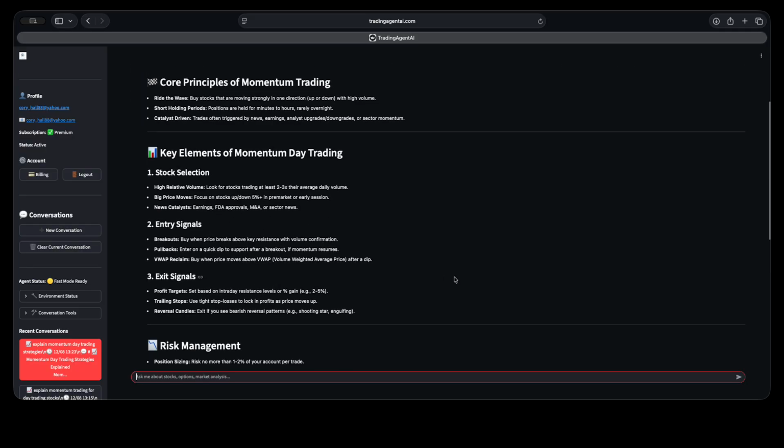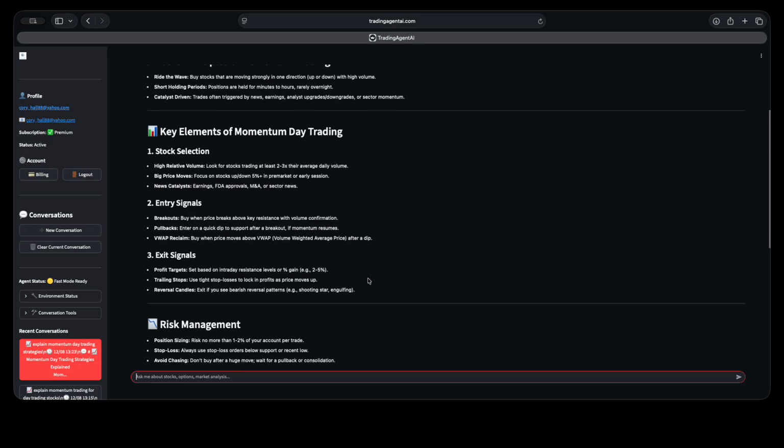So some key elements of momentum day trading. Number one is stock selection. High relative volume: look for stocks trading at least 2 to 3 times their average daily volume. You'll want big price moves. Focus on stocks that are up or down 5 or more percent in pre-market or early session. And then you'll want some news catalysts like earnings, FDA approvals, M&A, sector news, R&D projects, acquisitions, things like that. M&A is mergers and acquisitions.